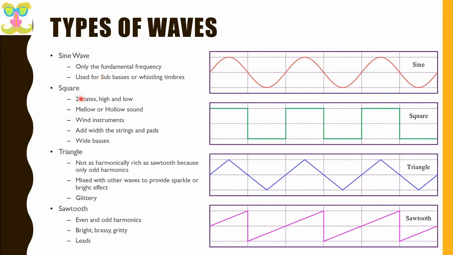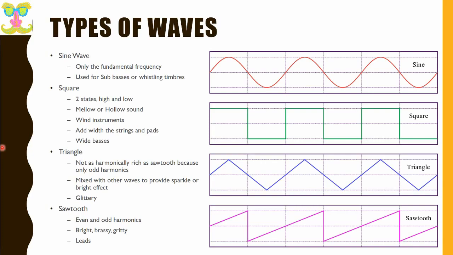The square wave is two states, high and low. It doesn't have these variable points in between. It's always high, the highest amplitude it is, and then the lowest. And it oscillates back and forth, high and low, high and low. This type of wave is used for mellow or hollow sounds, wind instruments, can add width to strings and pads, and can be beefed up pretty good for bass sounds.